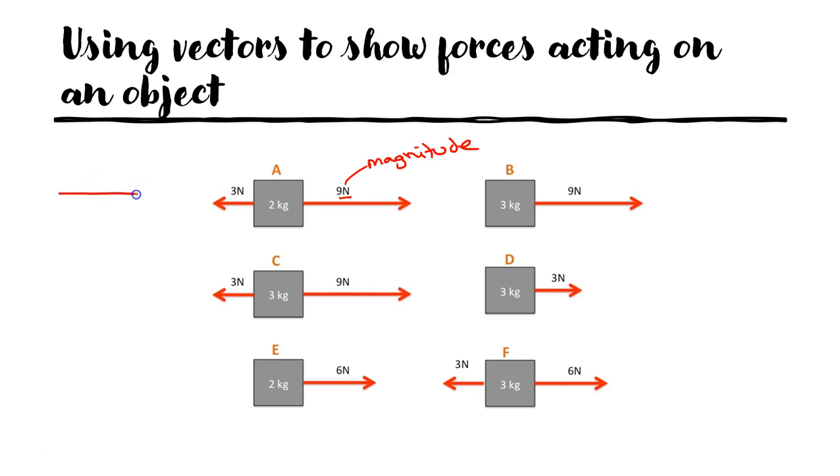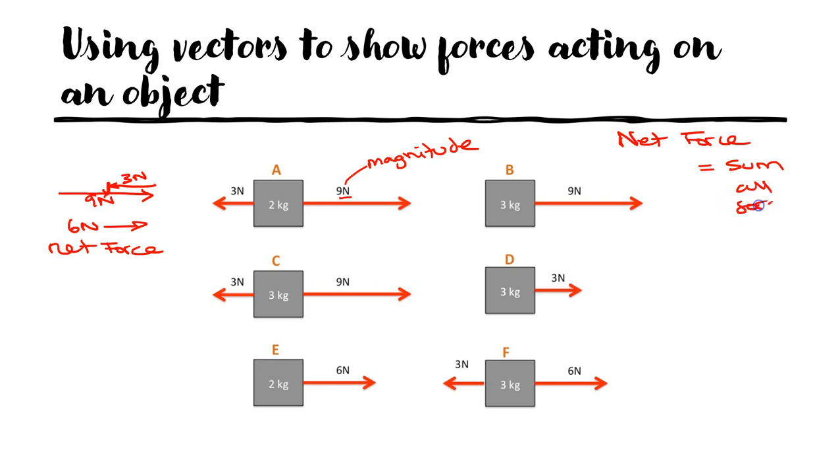The beauty of vectors is that if we take one vector and add another by placing it at the tip of the first and running it in the direction that it goes, in this case 3 newtons, this one 9 newtons, we can see that this would end its journey at the equivalent of 6 newtons to the right, and we would refer to this as the net force. So the net force acting on an object is equal to the sum of all the forces, remembering that if they are in opposing directions, that would get an opposing sign.